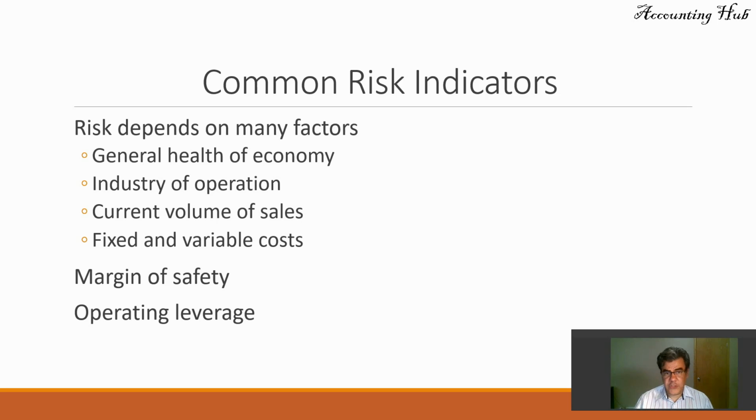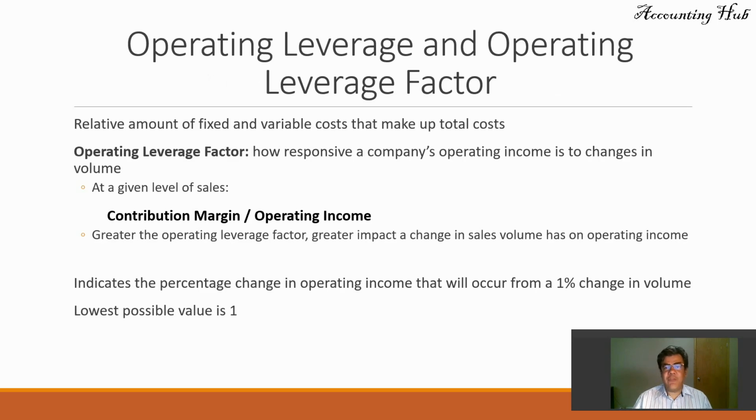And operating leverage. Operating leverage is the relative amount of fixed and variable costs that make up total costs. Operating leverage factor is how responsive a company's operating income is to changes in volume at a given level of sales. It is calculated as contribution margin divided by operating income.